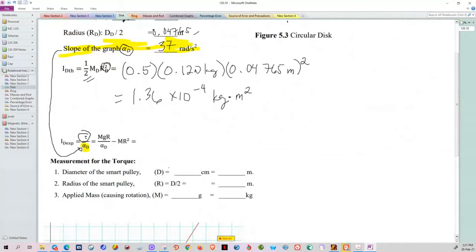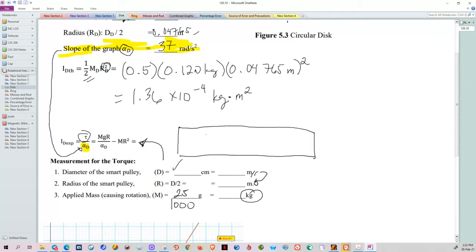You know how much is the diameter of the smart pulley? Make sure that it's meter, not centimeter. From there, divide by 2 will give you the radius. Okay, and you know that the applied mass is 25 gram. Divide by 1000 will make kilogram. You will take these numbers and substitute them into this equation. Now tell me, what is the value of the inertia by experiment?